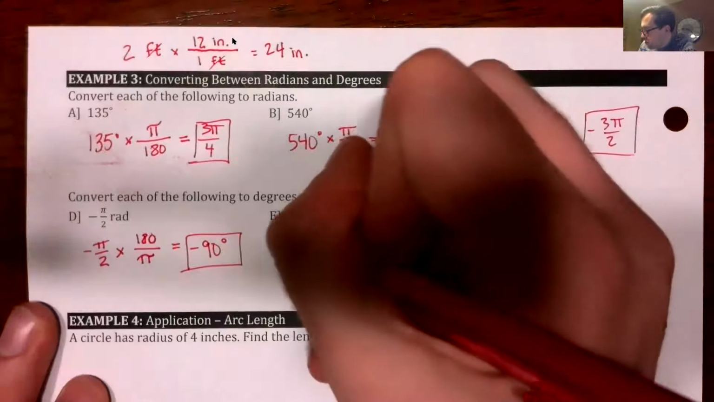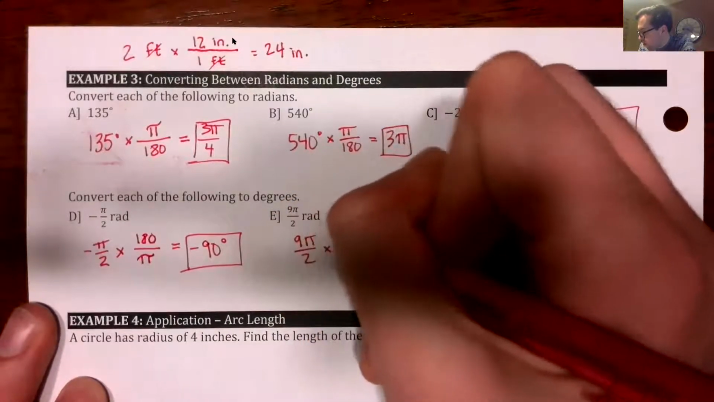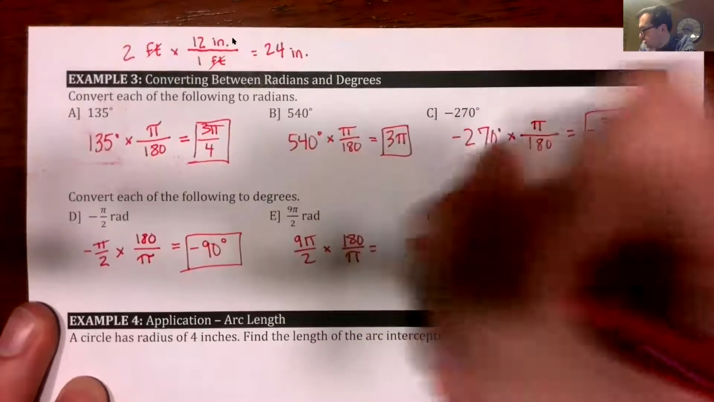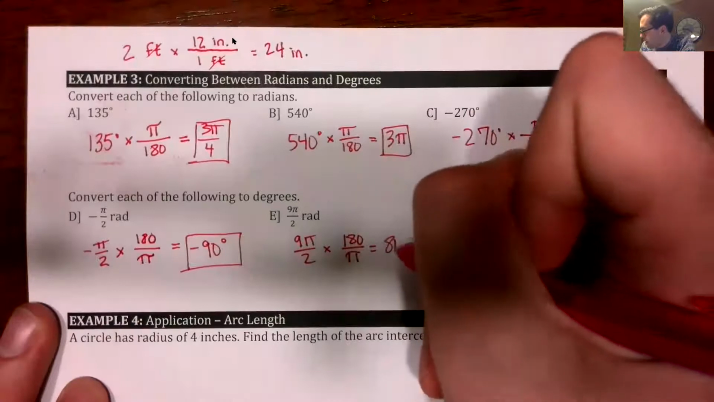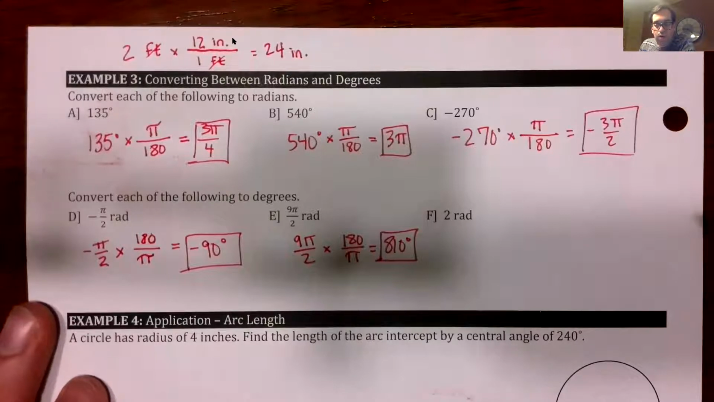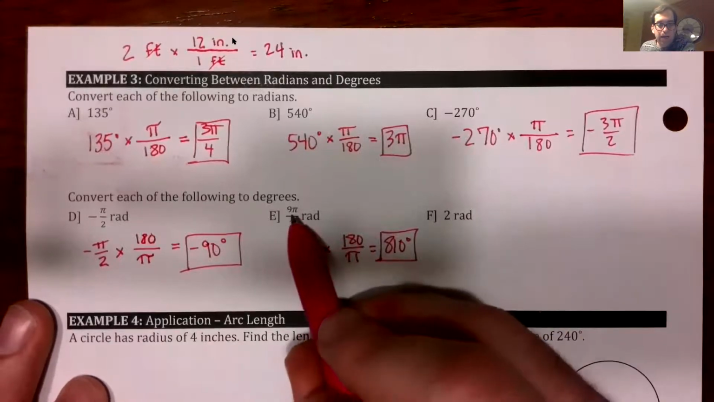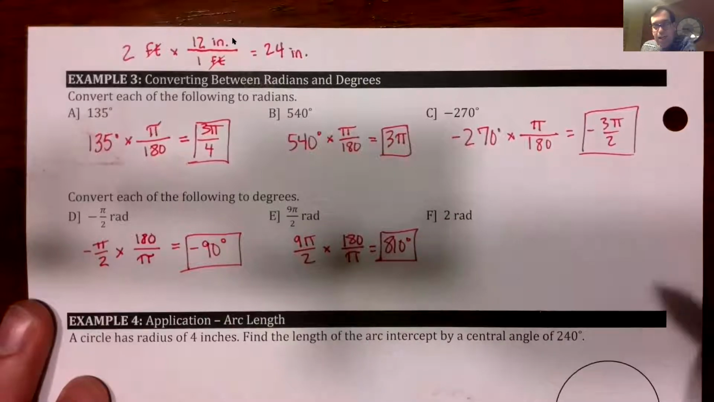9 pi over 2. Same idea. We're going to multiply by 180 over pi. Once again, the pi is going to cancel out, and we're going to end up with 810 degrees. And in letter F, now this one's a little different. Take a look. 2 radians. Almost always with radians, you will see that there is a pi factored in to the expression. But sometimes we don't get that, right?